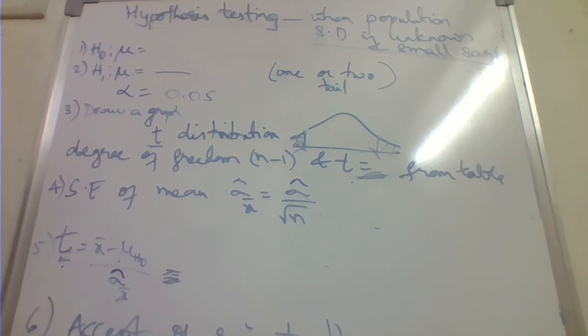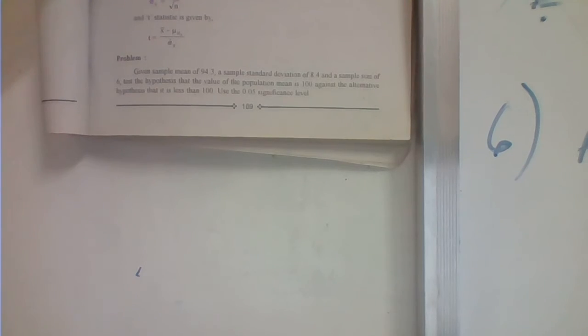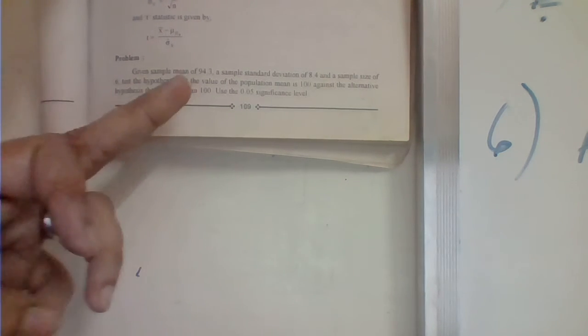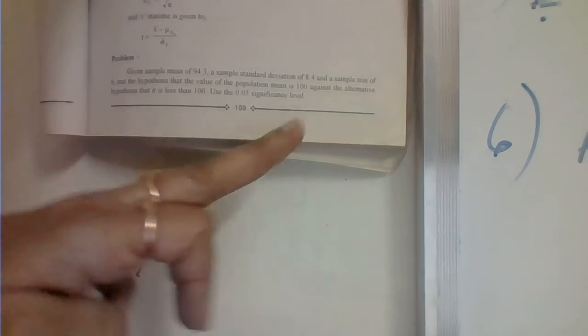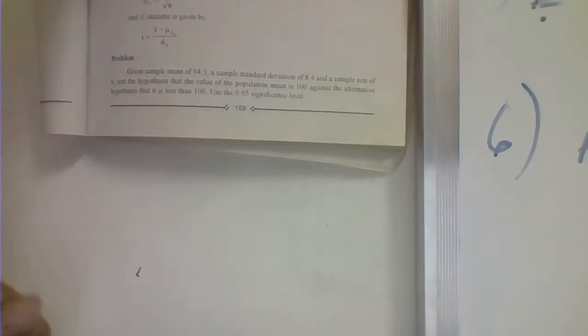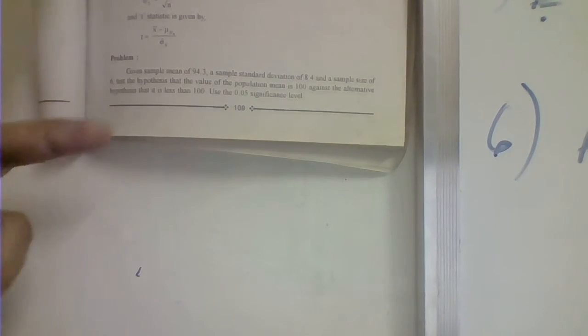So now we'll go for a problem and we'll see. This is the problem. Given a sample mean of 94.3 and a sample standard deviation 8.4 and sample size of 6. So sample size is 6. It is a small sample.